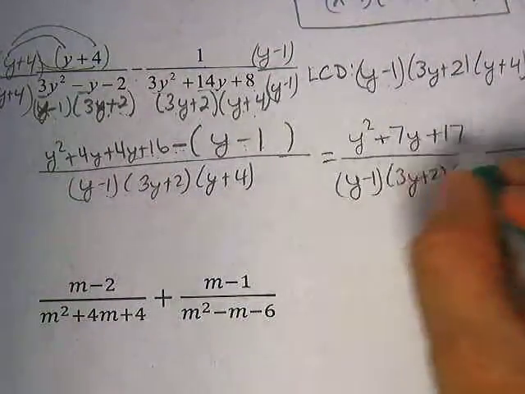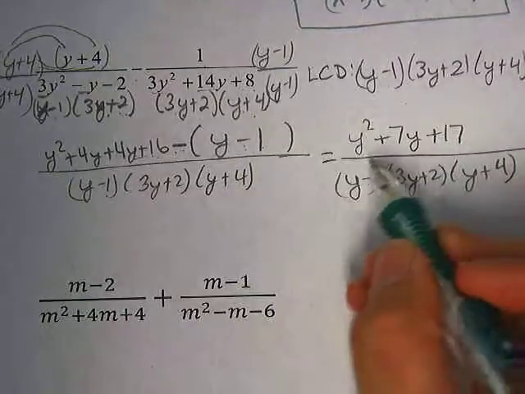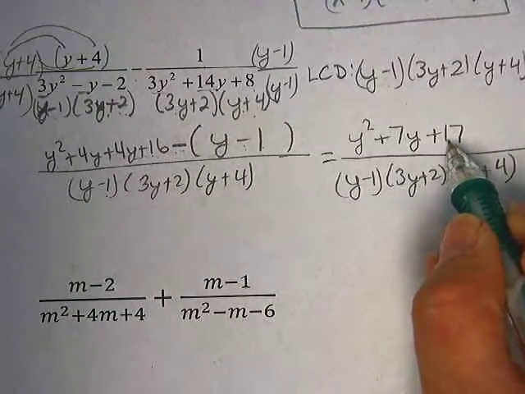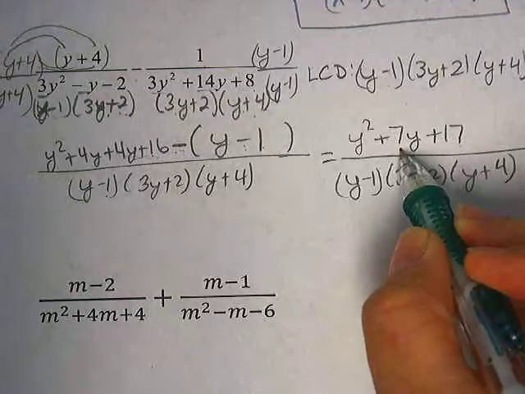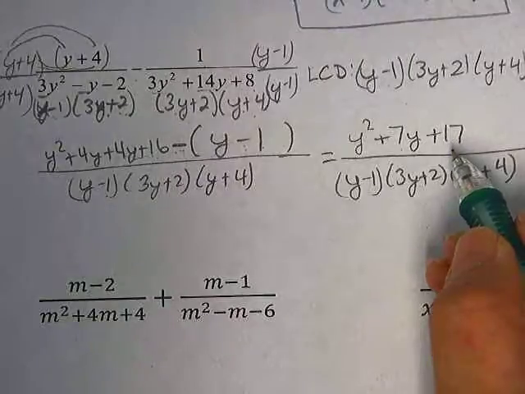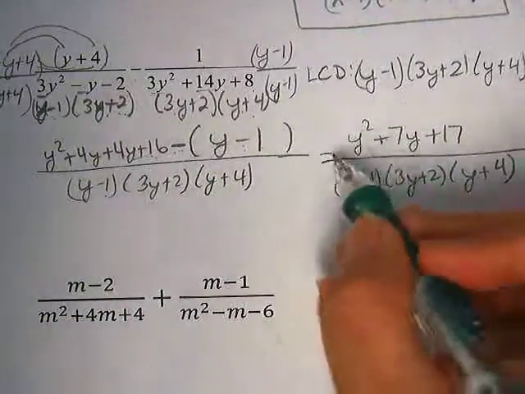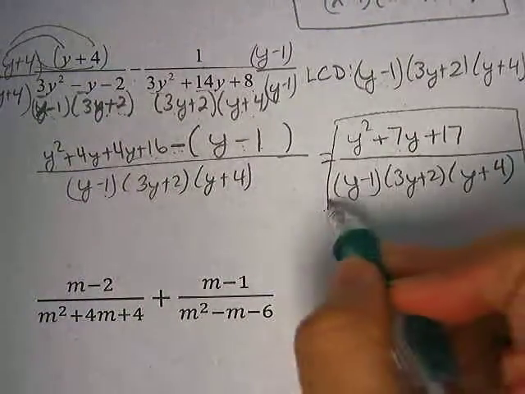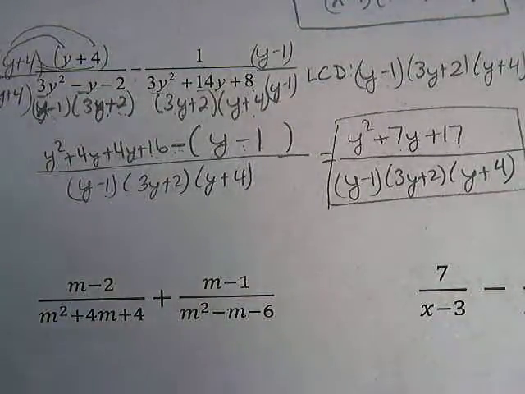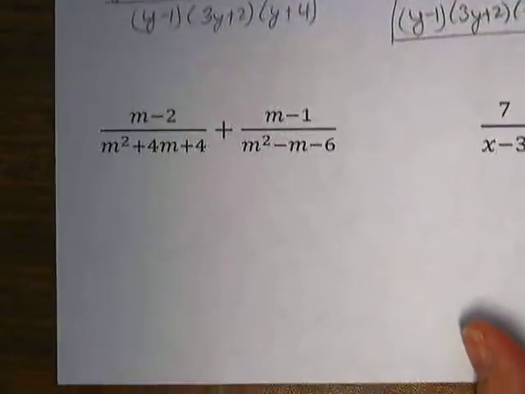We take a quick look. We've got a quadratic on the top, so we want to see, can we factor this at all? So is there anything that multiplies to 17 that adds to 7? And the only factors of 17 are 1 and 17, and they certainly don't add to 7. So we are done at this point. We have checked to see if we can cancel anything, and we cannot. Excellent work. Okay, 2 more.